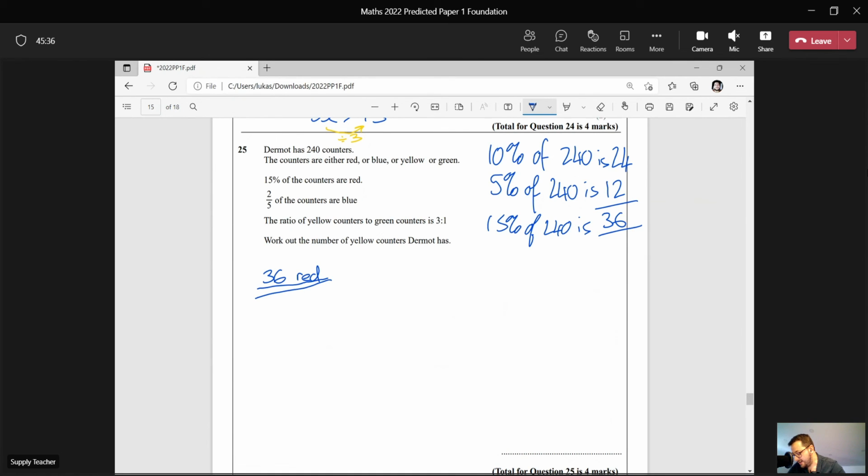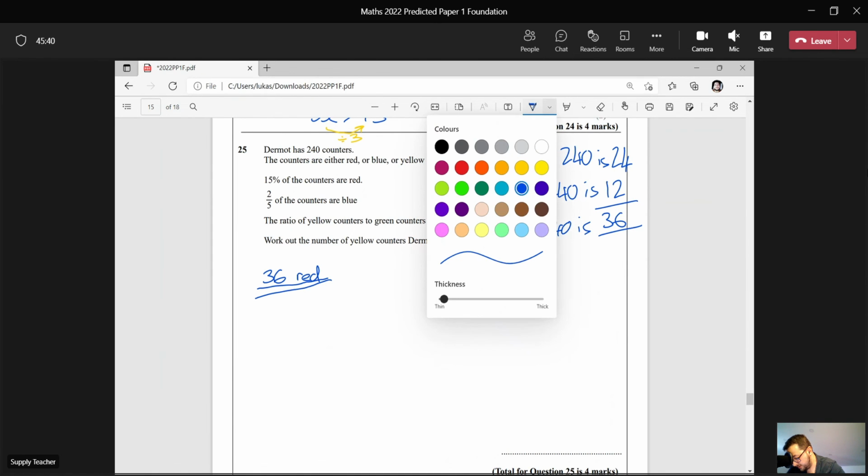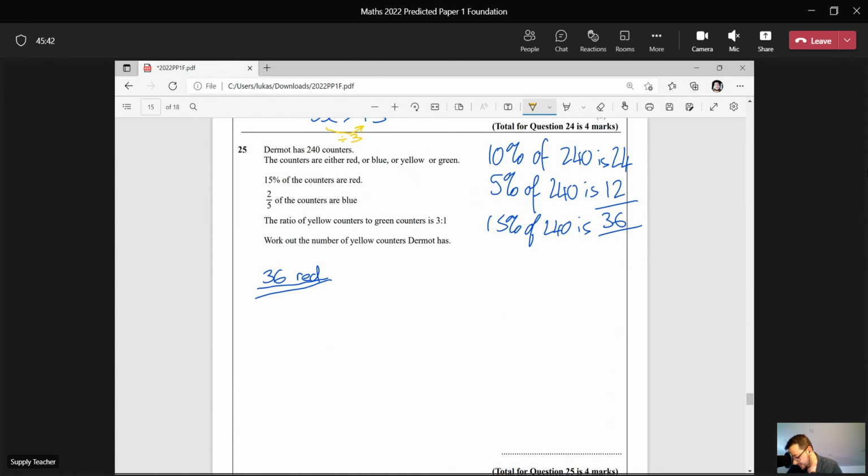Okay. Now it says 2/5 of the counters are blue. So I probably should use different colours for these, but never mind. So again, we'll find 1/5 first. So 1/5 of 240. If you divide it by 5, you get 48. And we want 2/5. So 2/5 of 240 is double that, which is 96. So we've got 96 blue.